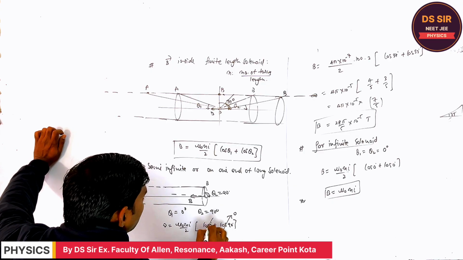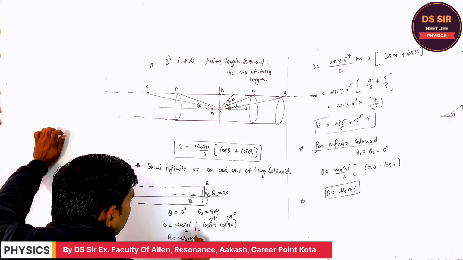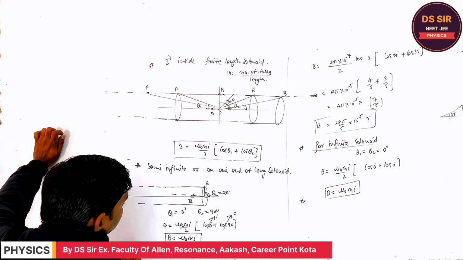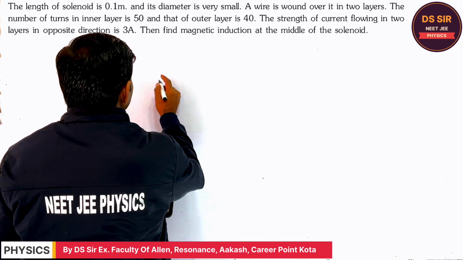Cos 90 is 0, cos 0 is 1. So the answer is mu naught Ni by 2, which is the correct answer, right? Copy this first. So read this question.